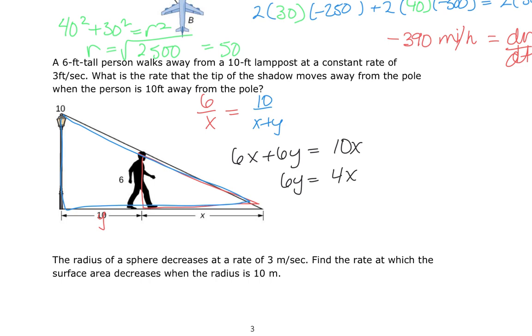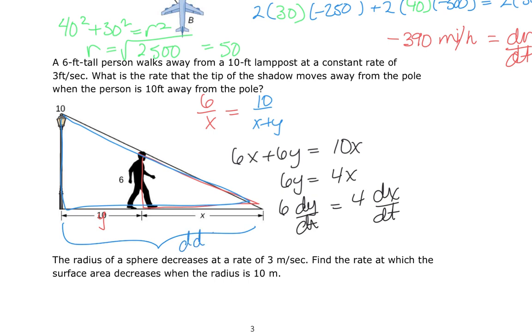I'm ready to take the derivative. So 6 dy dt is equal to 4 dx dt. Now my want here, by the way, is not the dx dt. My want is this entire rate. This is my want. So I'm going to call this the derivative of d with respect to time, the derivative of the distance with respect to time.